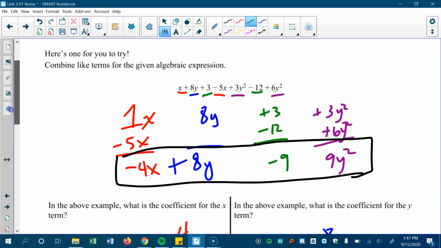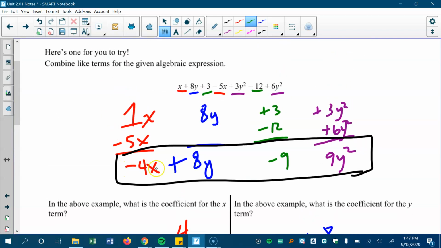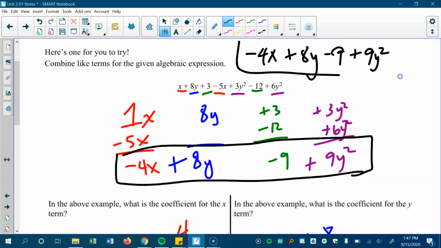Here's your answer. I chose to go vertical this time. I got negative 4x plus 8y minus 9y. Oh, I forgot a plus sign, plus 9y squared. Whenever you do this method, if you seem like you're missing a sign, your result is not negative but a plus sign. I'm going to write the answer here again so there's not such big spaces there. Minus 9 plus 9y squared. Okay, and there is nothing else that we can do about that.